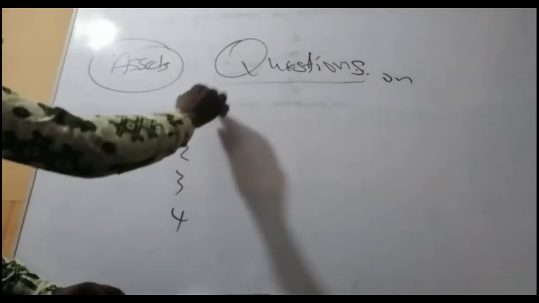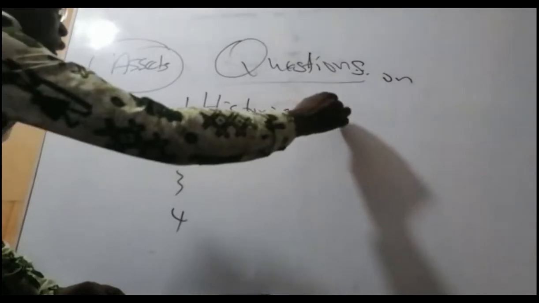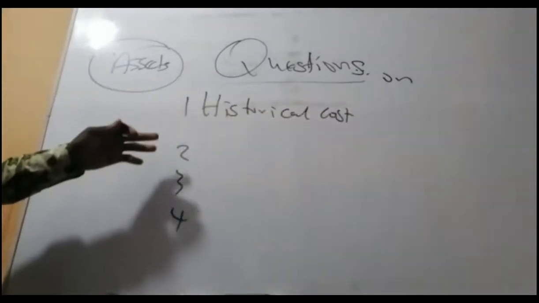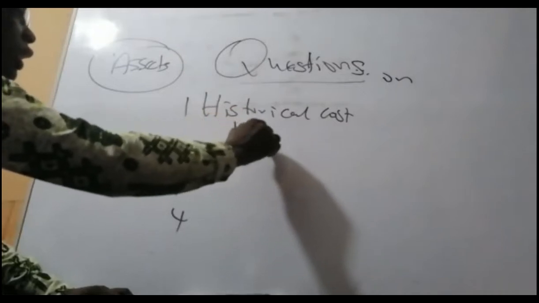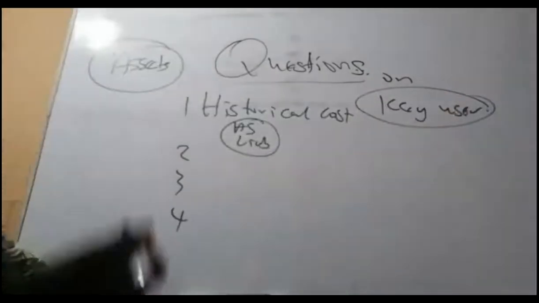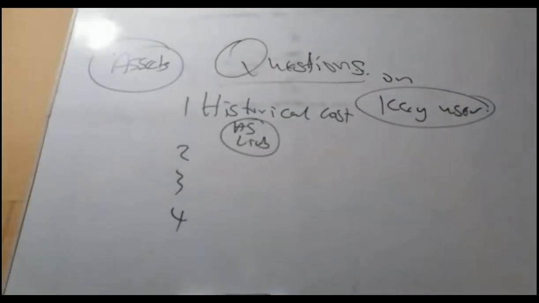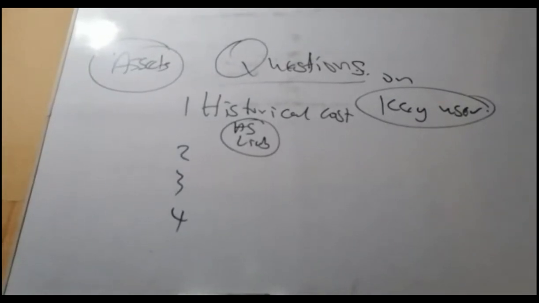We have, what? Historical cost. If you pick historical cost, you explain how assets and liabilities are measured. But here we are just asking for advantages and disadvantages in the view of a key user. So the key user, who will be the user? Maybe you can take shareholders or management. If you take shareholders as the key user, how will historical cost help them?